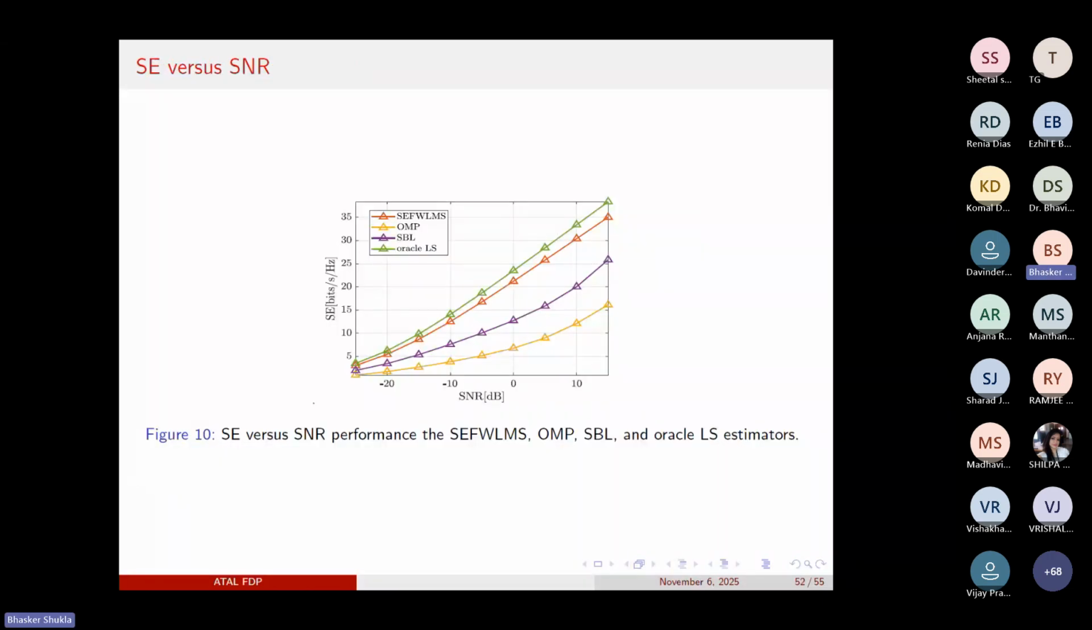On the basis of that, the spectral efficiency versus SNR is plotted. We can see that a more accurate estimator gives higher spectral efficiency, close to the Oracle least square, which is the benchmark. As SNR increases, the spectral efficiency of all algorithms increases, but the spectral efficiency of the proposed one has a higher value compared to the existing ones.